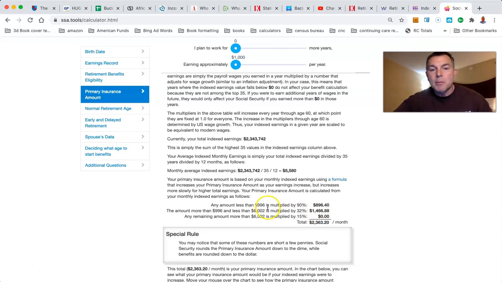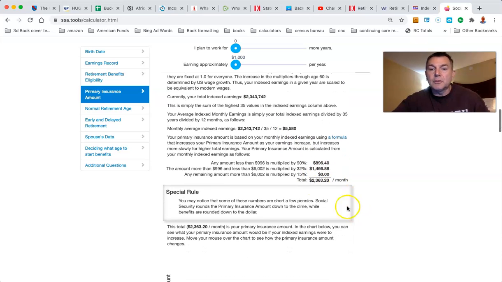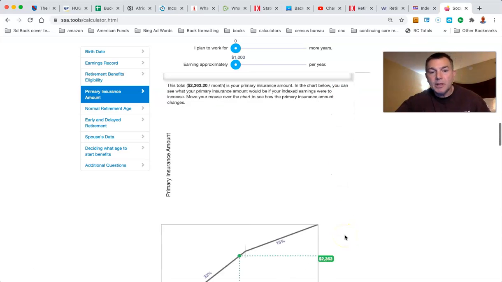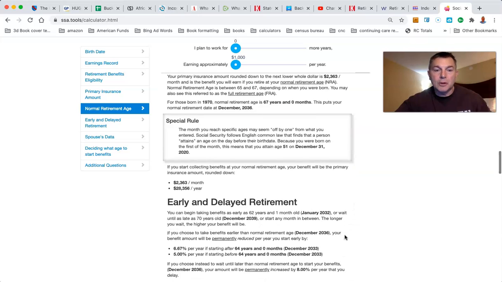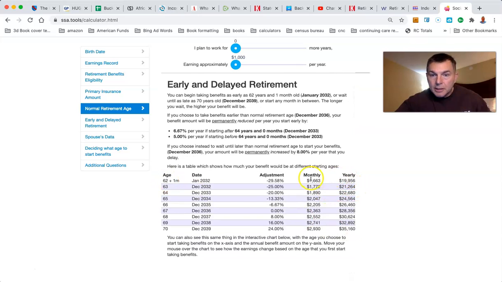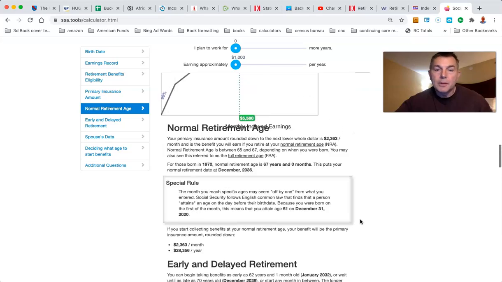So basically, my first $996, I'm going to get $896 from it. The next amount of money, which is essentially $5,580 minus $996, $4,500 roughly, I'm going to get 32% of that. So my PIA, if I stopped working today, is $2,363. That's the amount I'll get at my full retirement age. And they go down here. They said if you were to take it early, you would get $1,663 a month. If you were to take it late, you get $2,930 a month. All right, well, that's fine.